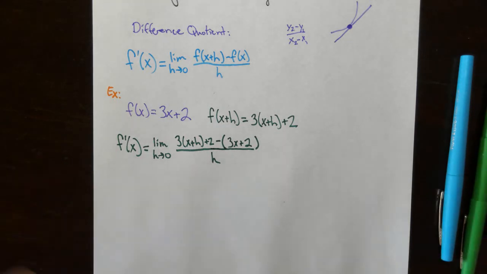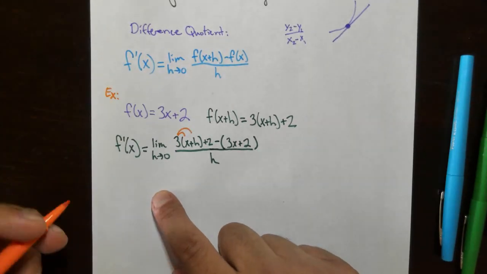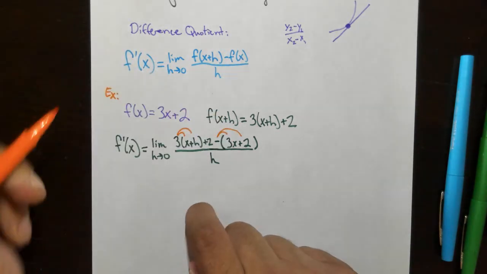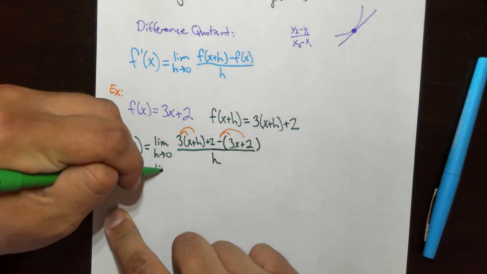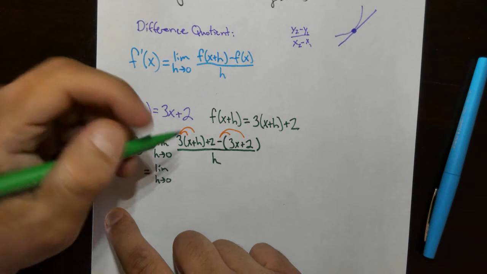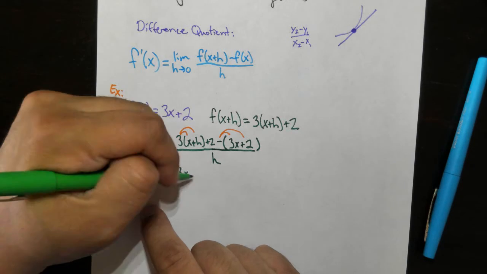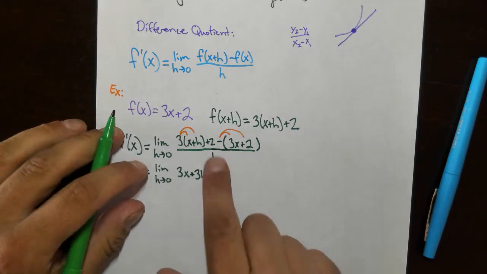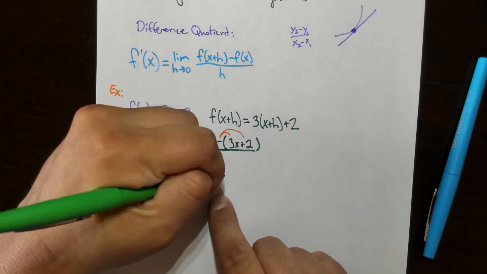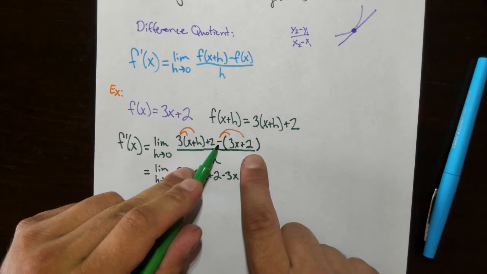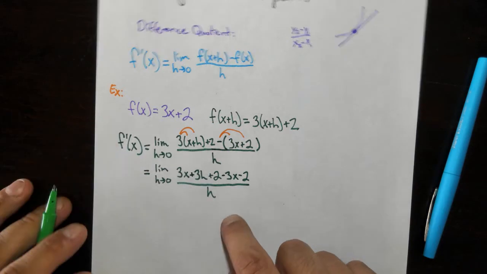So first, what I want to do here is get rid of the parentheses. So let's distribute this 3 to the x and h, and distribute this negative to the 3x and the 2. That's going to make this look like the limit as h approaches 0 of 3 times x, which is 3x, 3 times h, which is plus 3h, plus 2, nothing to do with that 2, negative times 3x is minus 3x, and then negative times 2 is negative 2, all over h.